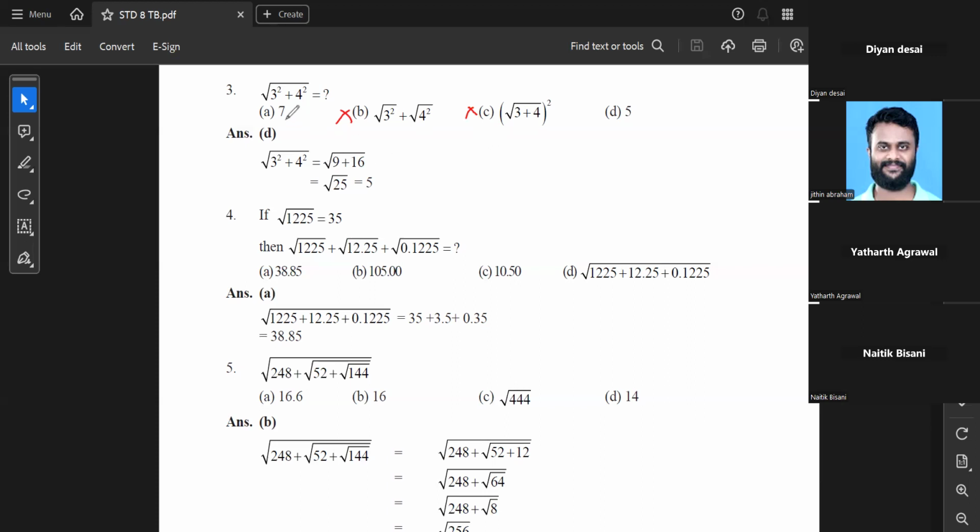Then what will be my answer? 3 square is 9, 4 square is 16, 9 plus 16 is 25. The square root of 25 is my answer. This is how you have to solve every time.